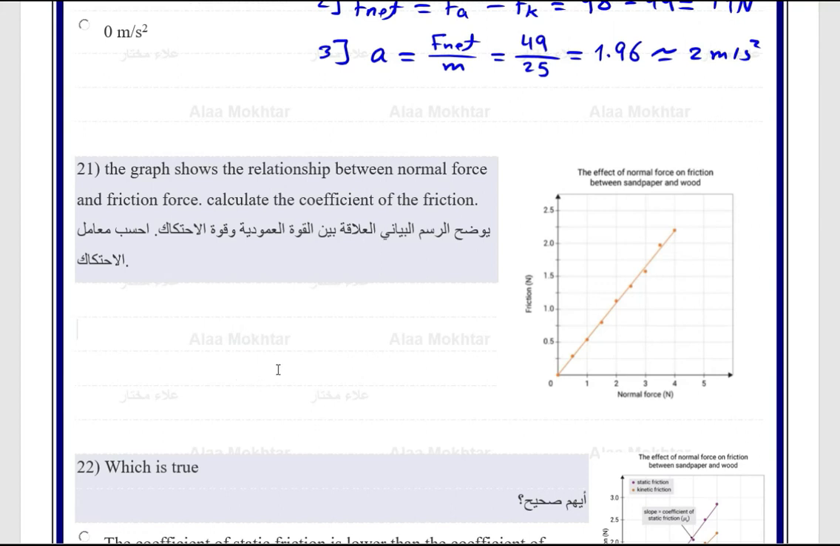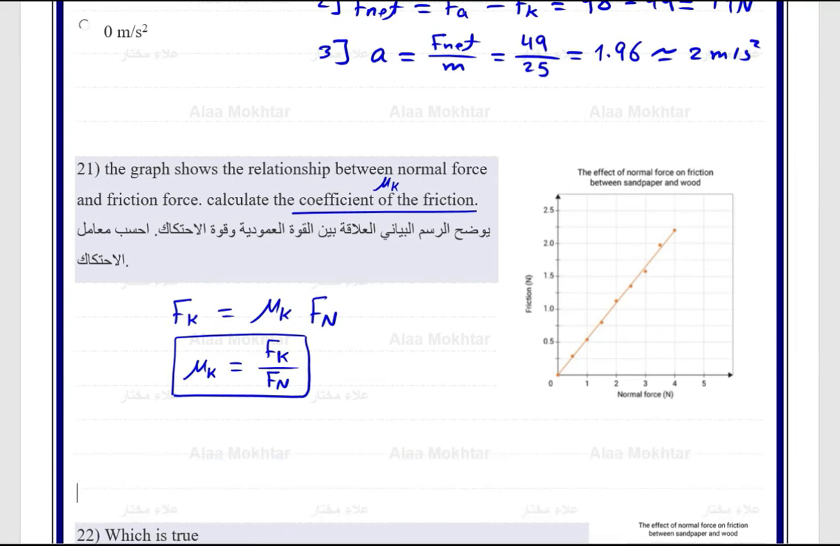The graph shows the relation between normal force and the friction force. Calculate the coefficient of friction, mu k. We know Fk equals mu k multiplied by Fn. Is it correct? Yes. So mu k equals Fk over Fn.